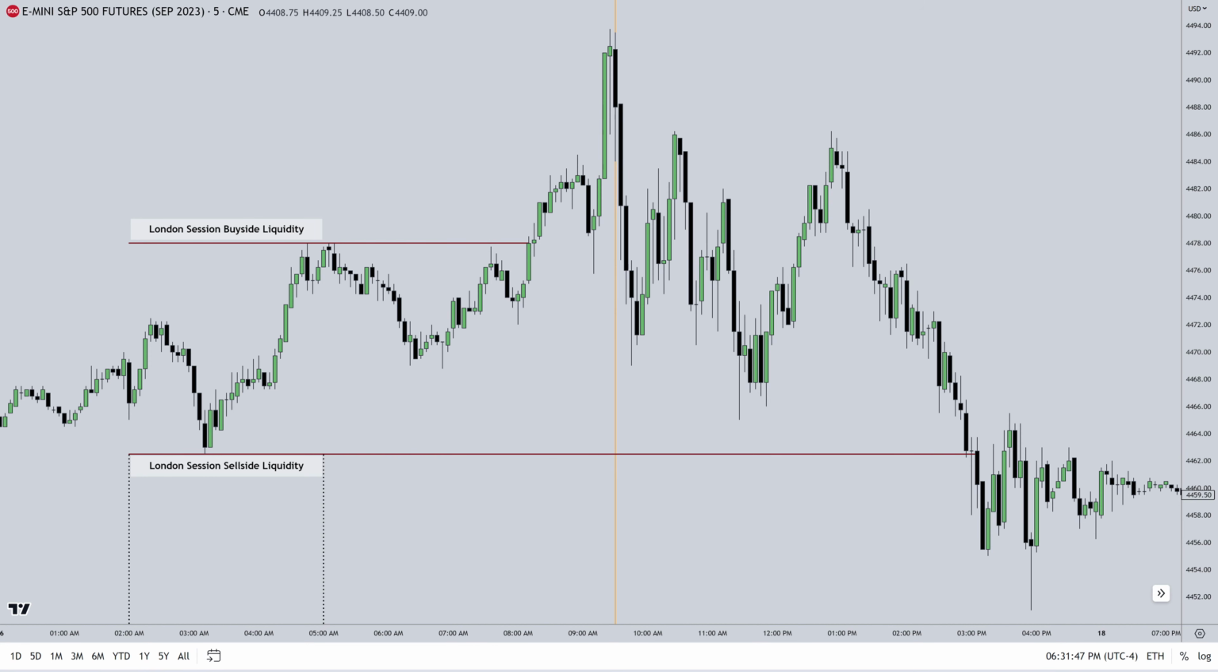And then we're going to see, does it shift lower? How can we use that information? Well, you can use the 2022 model. You can use a breaker, a bearish breaker. You can use the ICT optimal trade entry.